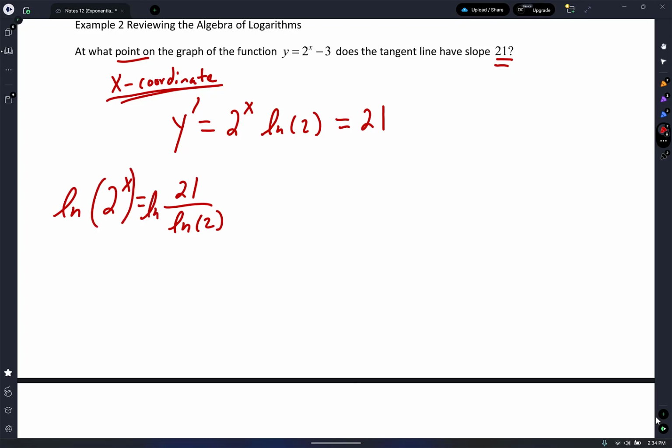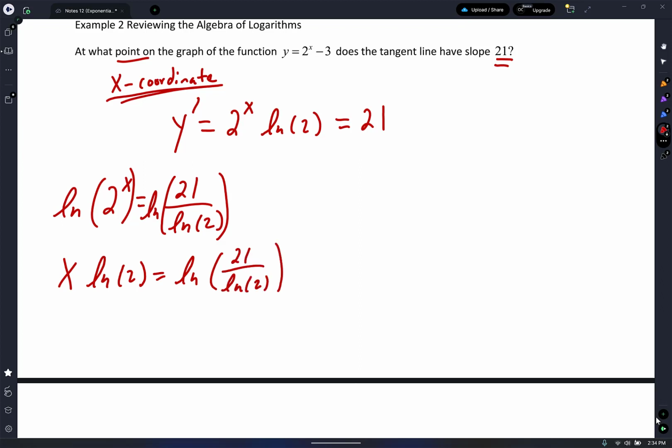So it's ln of all of that, and it's ln of all of that. That's your argument, 21 over ln of 2. So that x comes down using the power rule, x ln of 2. And I know that math books don't use parentheses. We should start using more parentheses. Even Delta doesn't use parentheses, but we should.